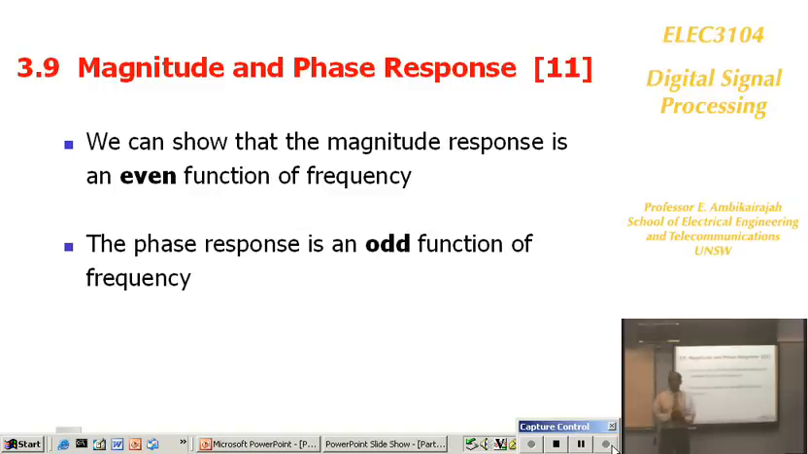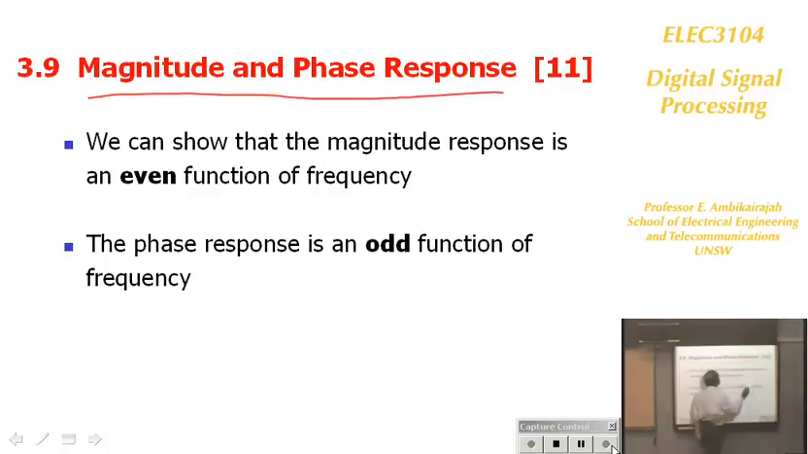The next section, so far we looked at the structure, how to implement direct form 1, direct form 2, canonic form, then parallel and cascade. And we looked at various examples. Now we go back and relook at again the magnitude and phase response, how to calculate, how to plot the magnitude and phase response. So that's the next section, magnitude and phase response.